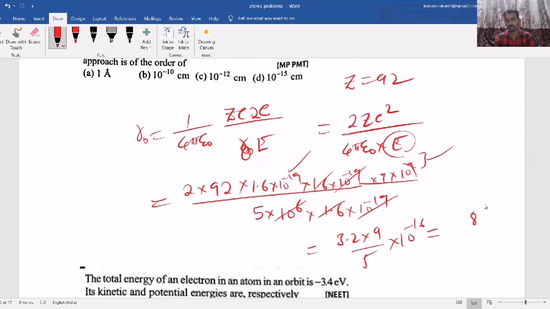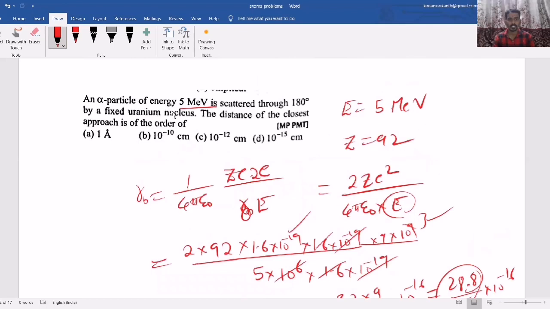Now this is approximately 28.8/5 into 10⁻¹⁶. So it will come approximately 6 into 10⁻¹⁶.